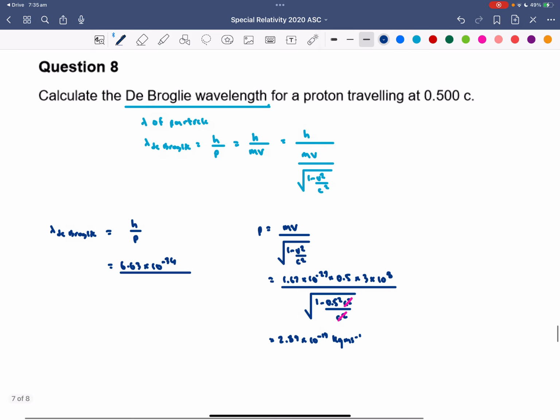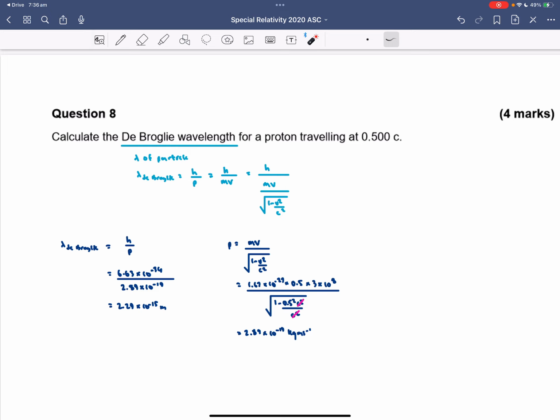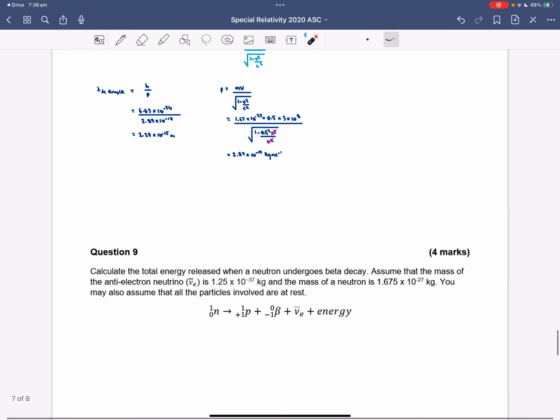So we sub in 2.89 times 10 to the negative 19. That gives us a de Broglie wavelength of 2.29 times 10 to the negative 15 meters. That demonstrates that even the proton has a wavelength associated with it. And that's what the wave-particle duality of light and matter basically says, that both light and matter are both a particle and a wave at the same time. So if it's a wave, this is the wavelength of that moving particle.